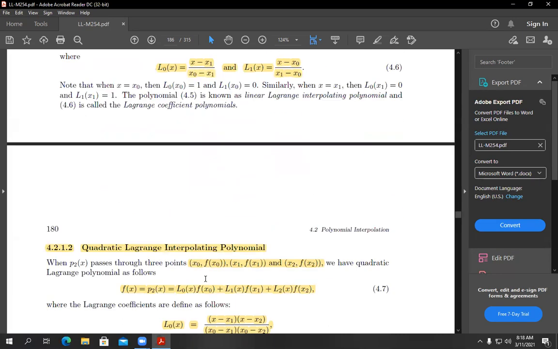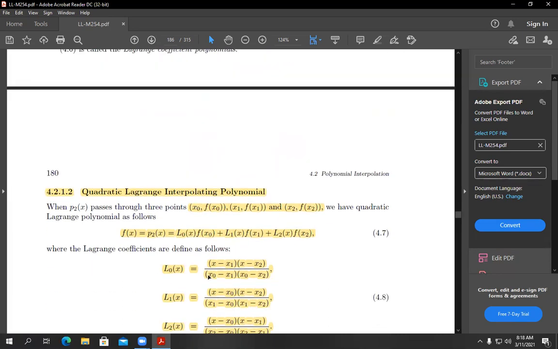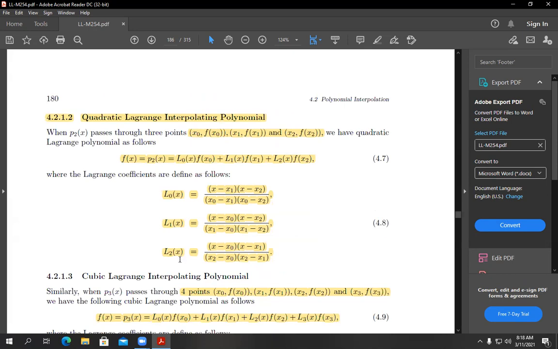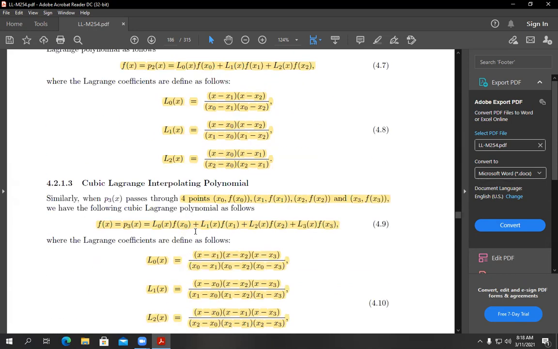But if you increase the degree, your computation increases. Now you have 2 terms up and 2 terms down for each L0, L1, and L2. And when you go for degree 3, each time you can see the computation will increase. This is a problem of the Lagrange polynomial. Lagrange polynomial is not a good formula if you have a large data size of points here.